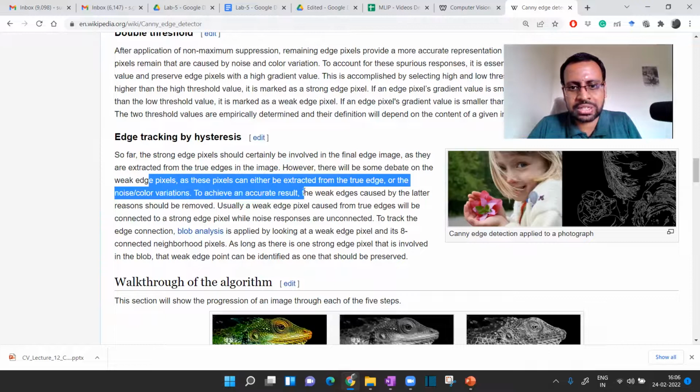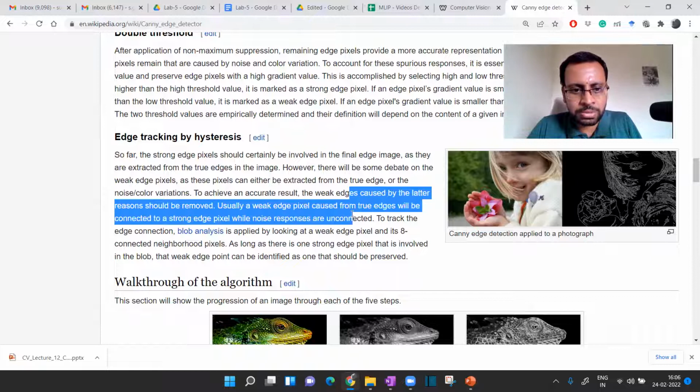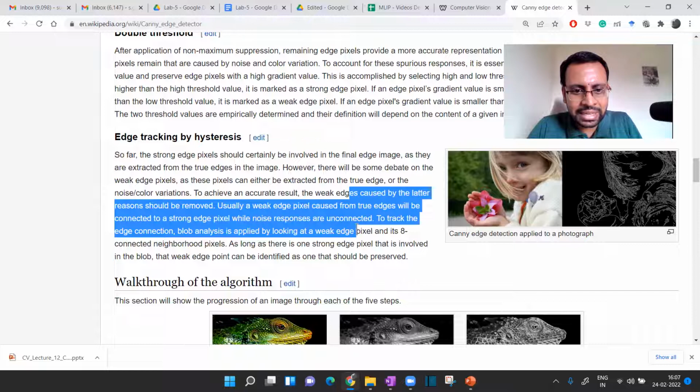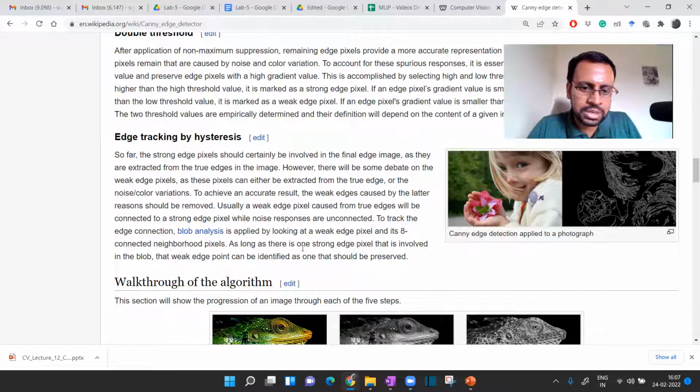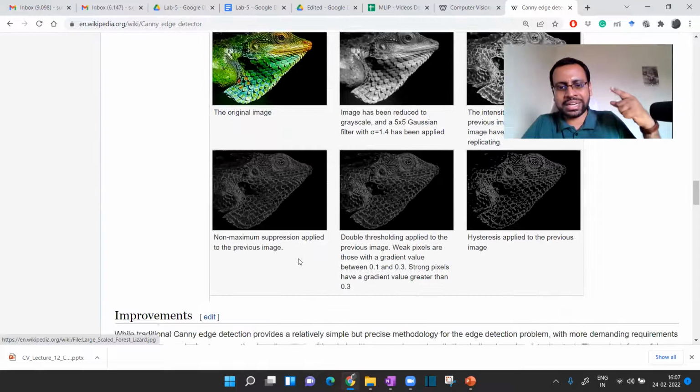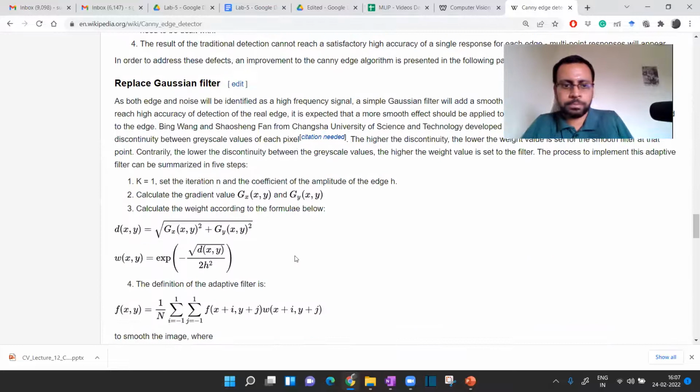To achieve an accurate result, the weak edge caused by the latter reason should be removed. Edge tracking is applied by looking at a weak edge pixel and its eight connected neighbors. As long as there is one strong edge that is involved in the block, the weak edge point can be identified as one that should be preserved. Okay, they are not doing it iteratively, correct? It's only one pass. Yes, because once we make that a strong edge, anyway, in its neighborhood there will be a strong edge, right? Right, fine. No, the point is now in its neighborhood, there could be another weak edge.